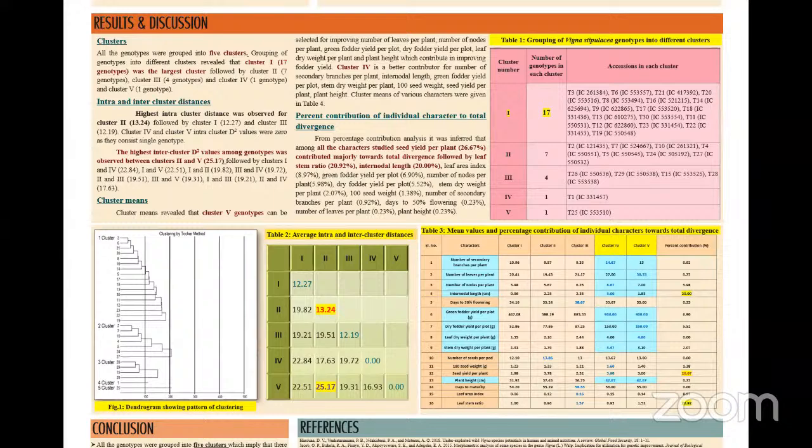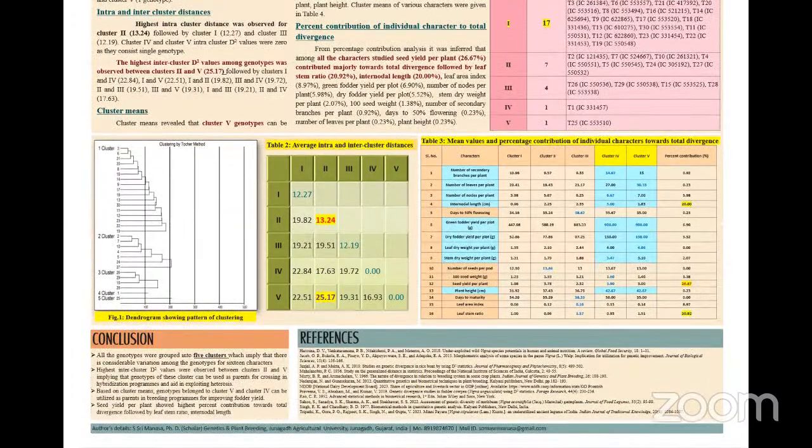Coming to intra- and inter-cluster distances, in table 2, the diagonal values are intra-cluster distances and the others are inter-cluster distances. Compared to intra-cluster distances, inter-cluster distances are high. It means that there is variation among the genomes. The highest intra-cluster distance was observed for cluster 2, that is 13.24. This implies that it has high variability within the cluster. And the highest inter-cluster distance was observed between cluster 2 and 5, that is 25.17. So genotypes of these clusters are highly variable, so they can be crossed further to produce transgressive segregants.